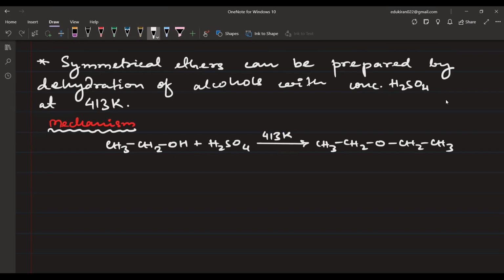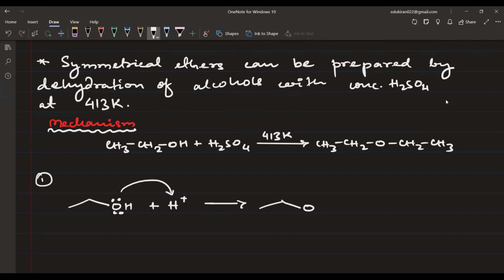Now, the first step here is step number 1. From H2SO4 we will have many H plus ions, and those H plus ions will be attacked by the lone pair of alcohol. So we have 2 carbon atoms, and then this oxygen will have lone pair electrons. These lone pair electrons will attack the H plus that has been liberated by H2SO4. So we'll get something like this. And this step is known as protonation of alcohol.